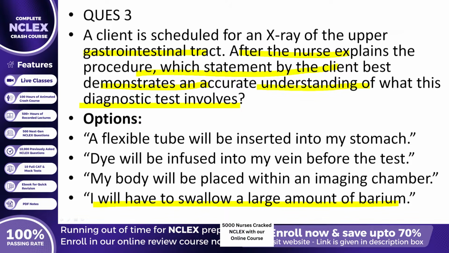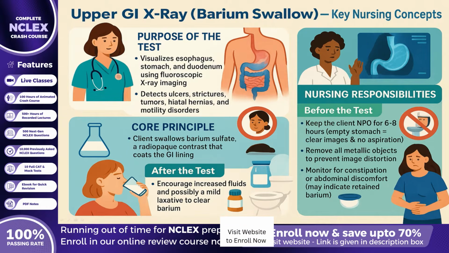Now moving into the detailed advanced rationale, an upper gastrointestinal series, also known as a barium swallow, is a fluoroscopic X-ray procedure that visualizes the esophagus, stomach, and duodenum. During this test, the client drinks barium sulfate, a thick, chalky, radiopaque substance that coats the inner lining of the gastrointestinal tract. Because barium absorbs X-rays, it outlines the shape and contour of the digestive organs, helping identify ulcers, strictures, tumors, hiatal hernias, and motility abnormalities. Therefore, the client's statement about swallowing barium clearly shows an accurate understanding of what the procedure entails.